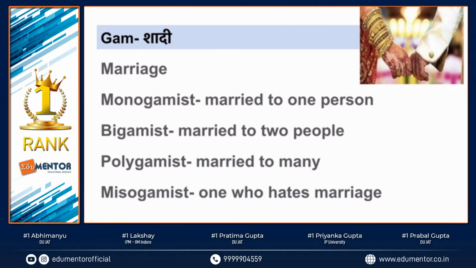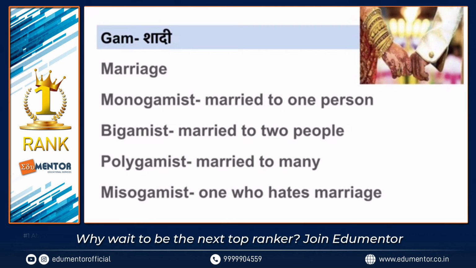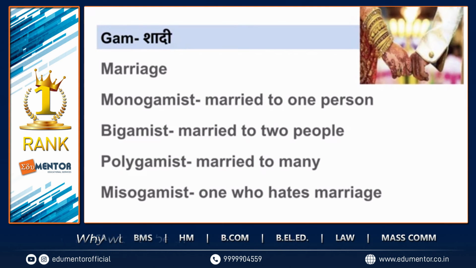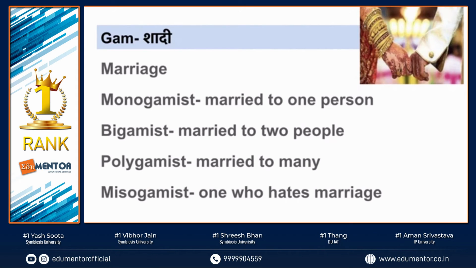Monogamist, monogamist. Bigamist, bigamist. Bi means two, gam means marriage. A person who's married to two people is a bigamist. Polygamist, married to many. Poly means many and gam means marriage. A polygamist is a person married to many.